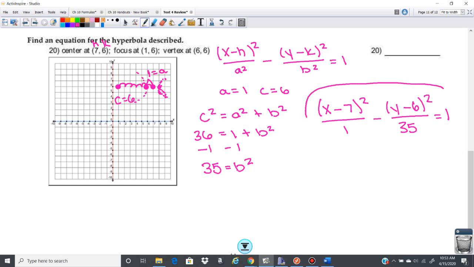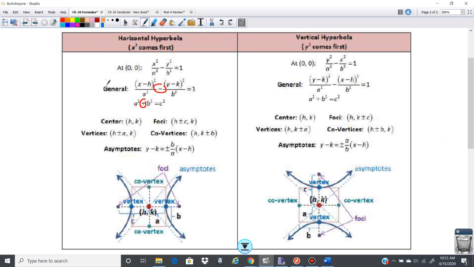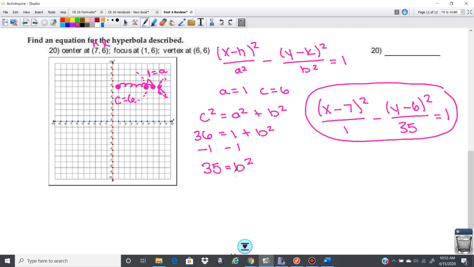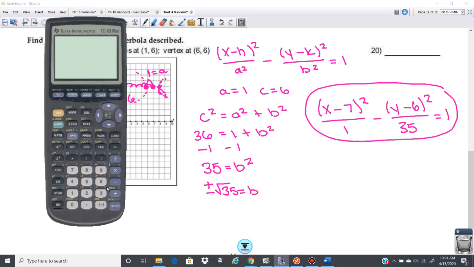And then if we wanted to finish out this graph, these are going to be the asymptotes. Let me check here. It's b over a for these. So that's going to be kind of hard to do. b is going to be plus or minus the square root of 35. So what is that? Let's see. The square root of 35 is 5.9, so almost 6.